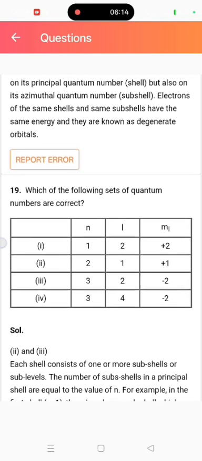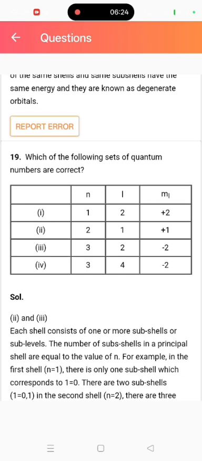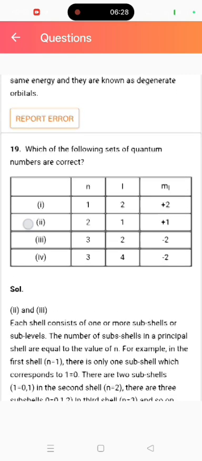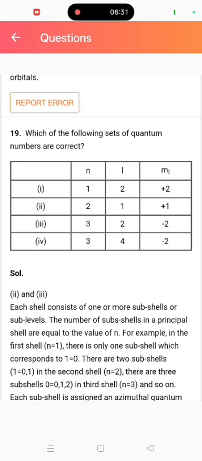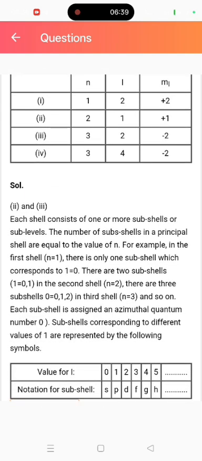Which of the following sets of quantum numbers are correct? N1, L2. First one itself is wrong. N2, L1, M plus 1. Okay, correct. 2 is correct. 3 is 3, 2, minus 2. 3 is correct. In 4, n is 3 and L is 4. L value is 0 to n minus 1. So it will not be 4. Okay, this is wrong. So 1 and 4 are wrong. Answer 2 and 3.